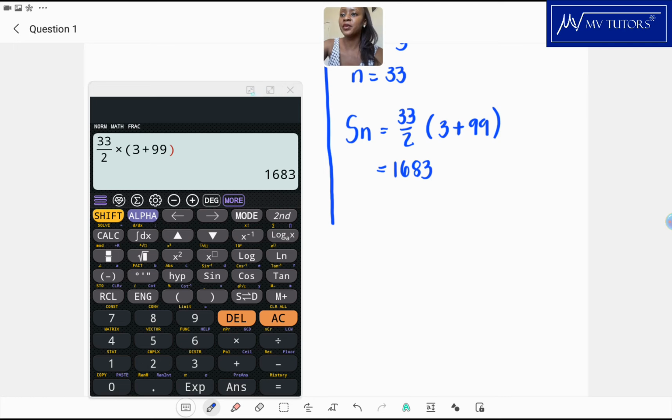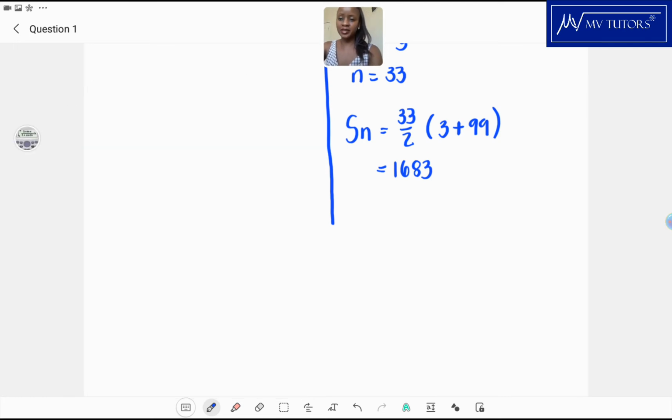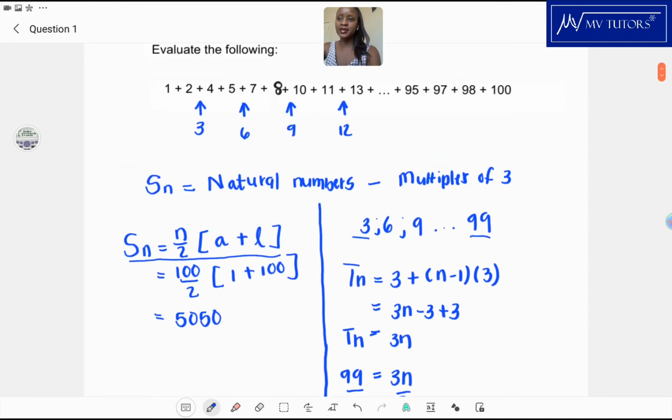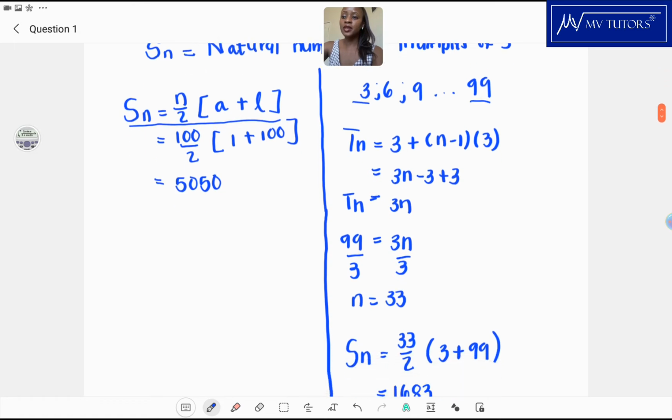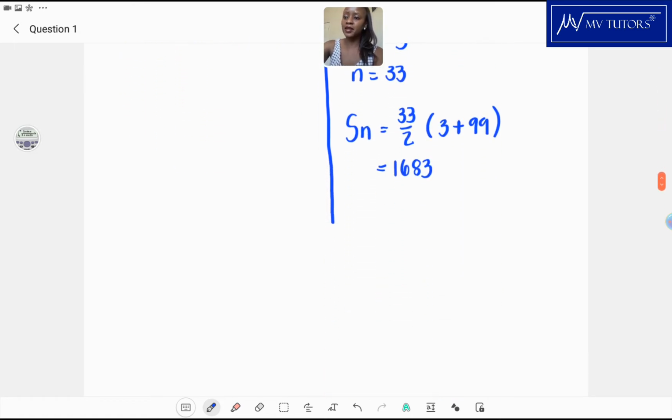1683. Okay, guys, so I'm not done. They said we should evaluate the following. And I said my strategy is to take the sum of all the natural numbers and subtract the sum of the multiples of 3. So the sum of the natural numbers is 5050.